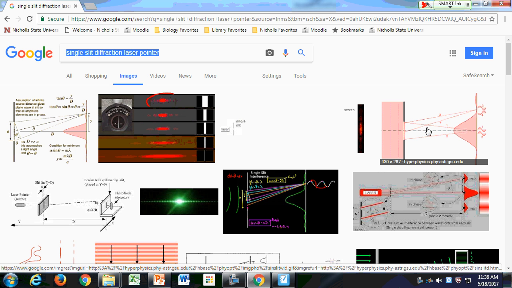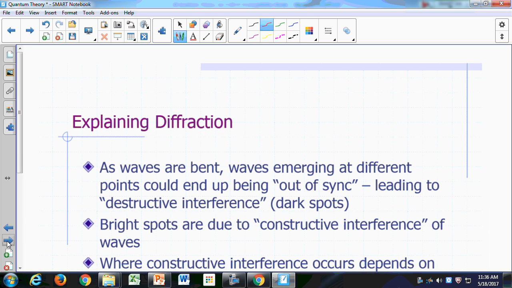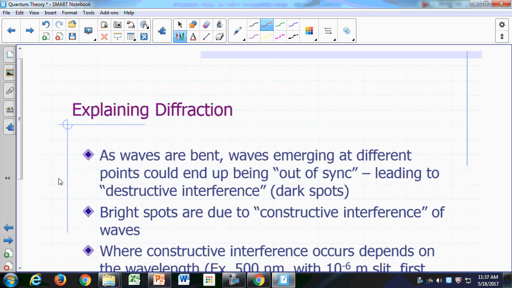Notice that this one right here represents the slit size. So a wider slit versus a very narrow slit. A narrower slit would cause your spot to spread out more. And this is the one that you see for a green laser pointer. All right. So how do we explain diffraction? Why do we get those bright spots and those dark spots in a diffraction pattern?